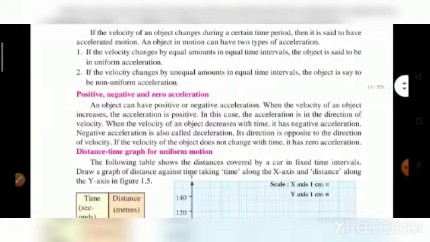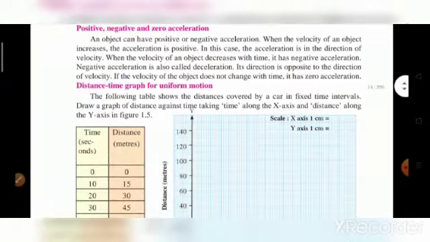Then what is positive, negative, and zero acceleration? An object can have positive or negative acceleration. When the velocity of an object increases, the acceleration is positive. In this case, the acceleration is in the direction of velocity. When the velocity of an object decreases with time, it has negative acceleration. Negative acceleration is also called deceleration.